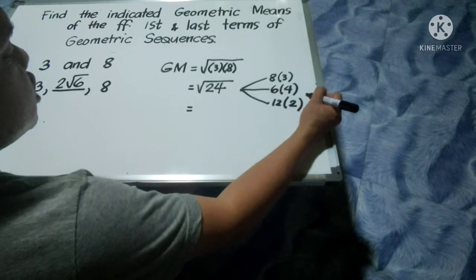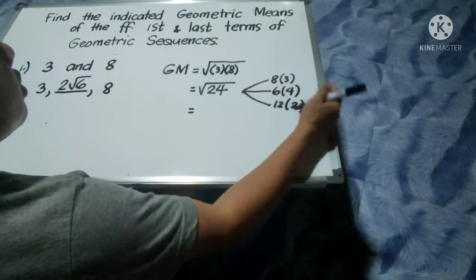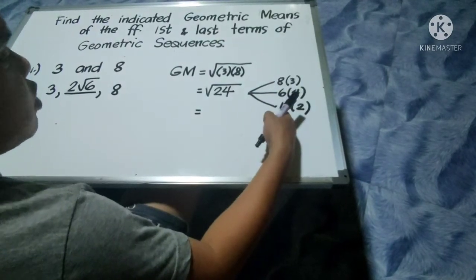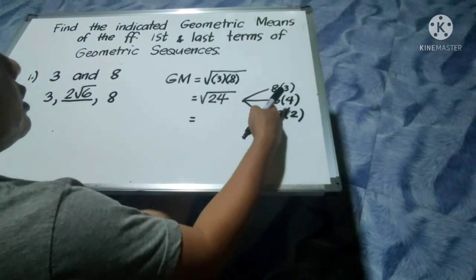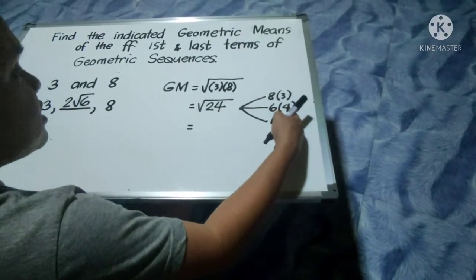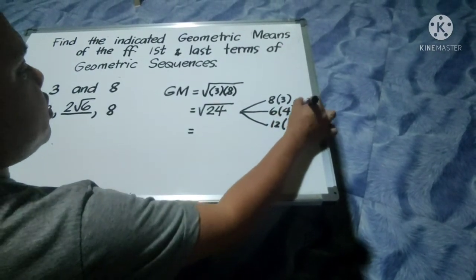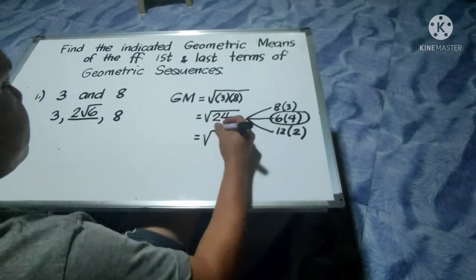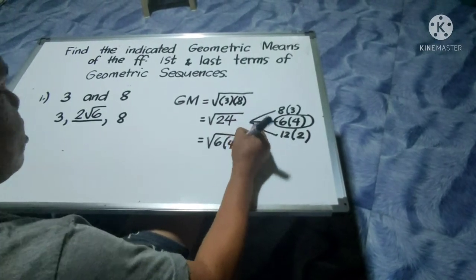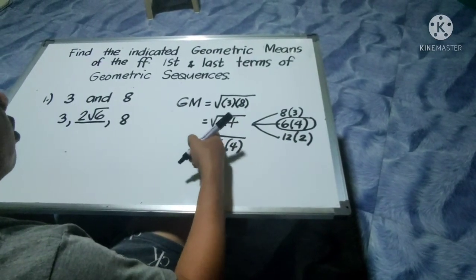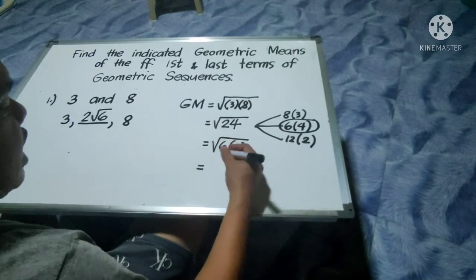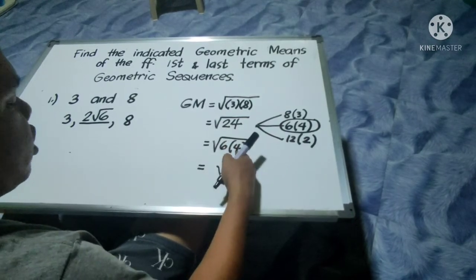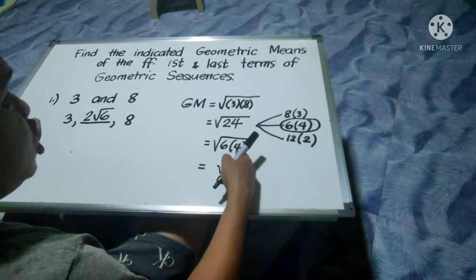Now, you're going to choose the pair that has a square root. 8 has no square root. 3 has no square root. 12 has no square root. 2 has no square root. 6 has no square root. 4 has a square root, right? So you will be choosing this pair. So you will have the square root of, you substitute this with 6 times 4. What is the square root of 6? We don't have. So you copy square root of 6. What is the square root of 4? The square root of 4 is 2.